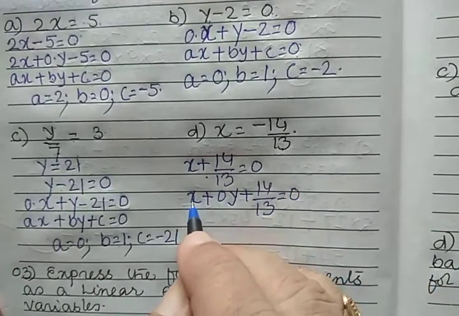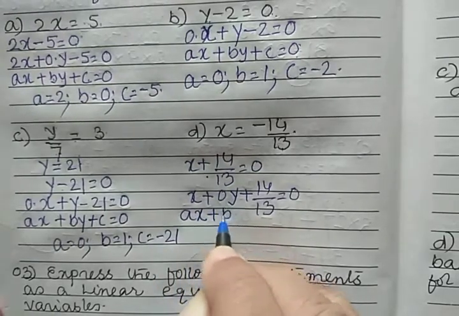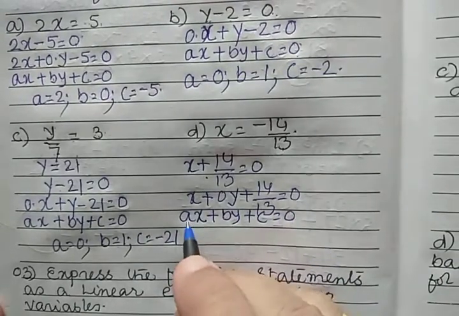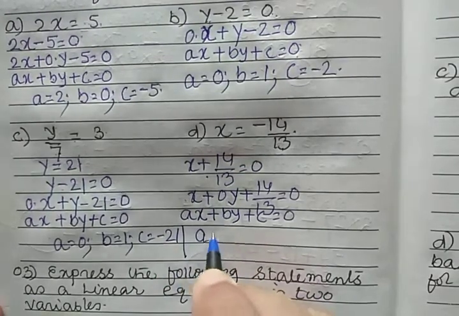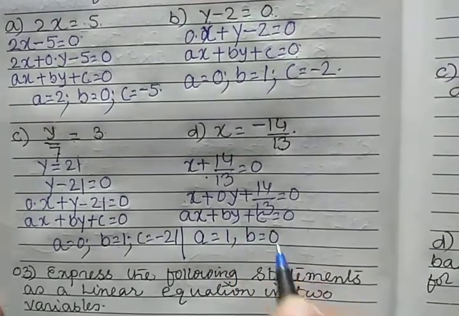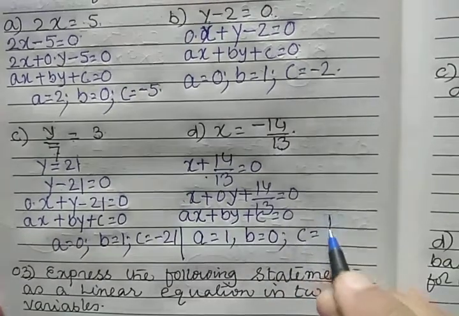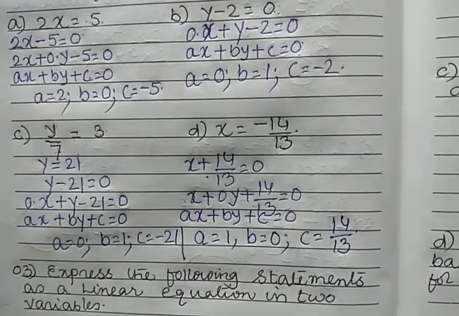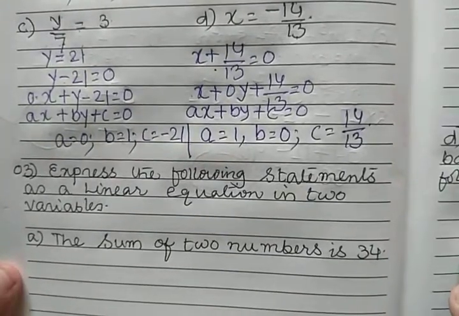If you compare this with the standard form, ax plus by plus c is equal to 0, what you get? A is equal to 1, B is equal to 0, and C is equal to 14 by 13. Understood? Shall we go to the other question?